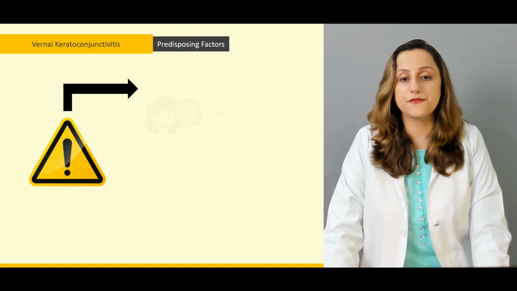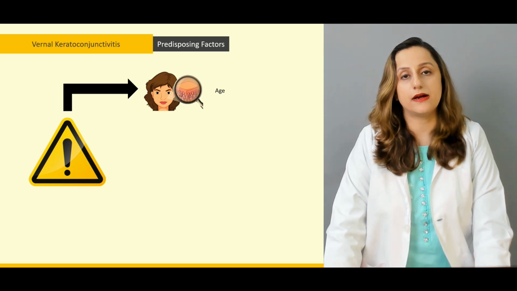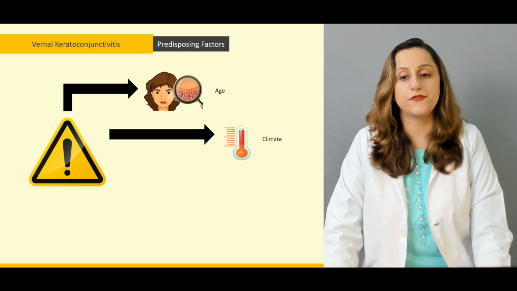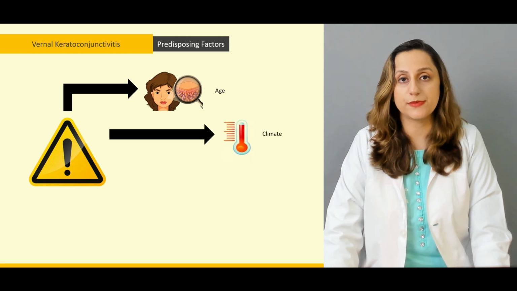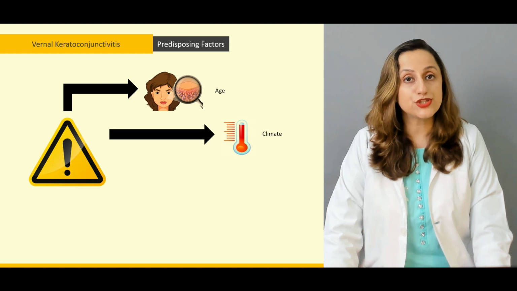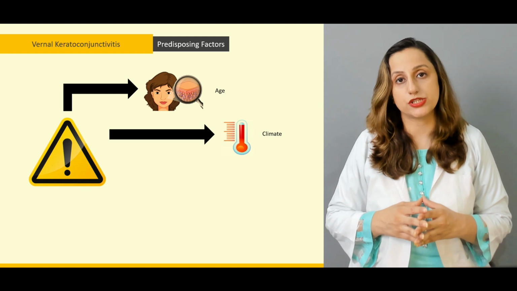The predisposing factors would include the age of the individual. Usually they are more prevalent in the teenager group. Females are more predisposed to the development of this vernal keratoconjunctivitis. Climatic conditions or the environment is very important.